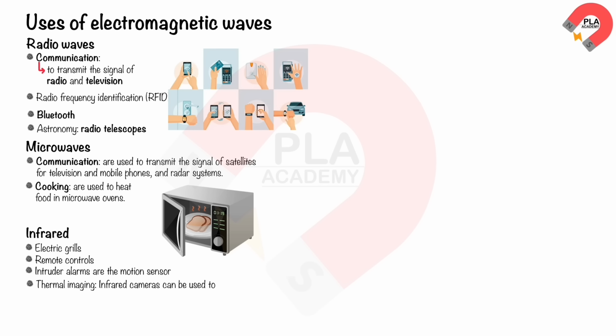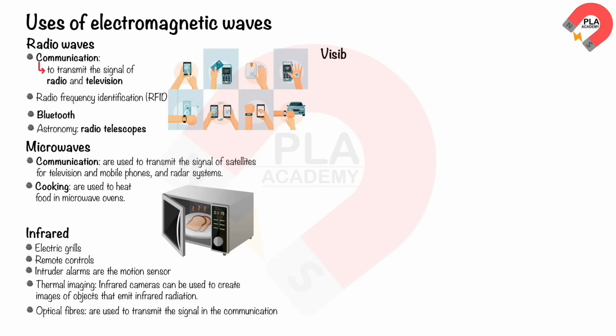Thermal imaging. Infrared cameras can be used to create images of objects that emit infrared radiation. This can be used for medical imaging, security, and industrial applications. Optical fibers. Optical fibers are used to transmit the signal in communication, which is more efficient than visible light.